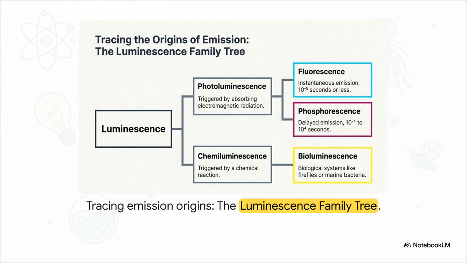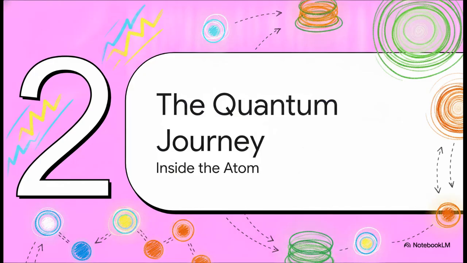Now, if you look at the family tree here, it basically splits into two main branches based on what actually triggers the glow. On one side, we have photoluminescence. This is light triggered by absorbing external light, and it splits further into fast fluorescence and slow phosphorescence. On the completely other side, chemiluminescence, where the glow is triggered purely by a chemical reaction. Moving on to Section 2.